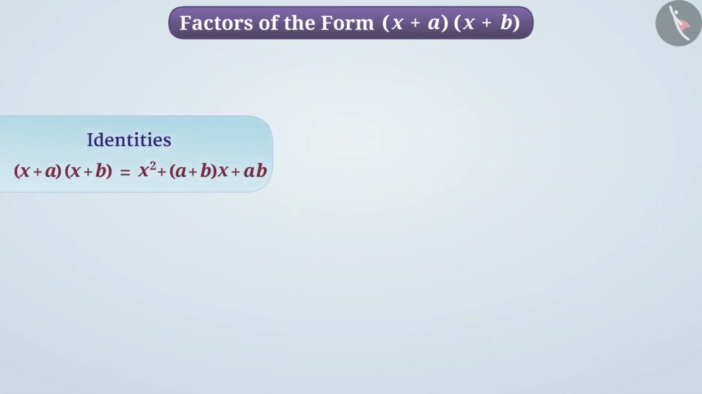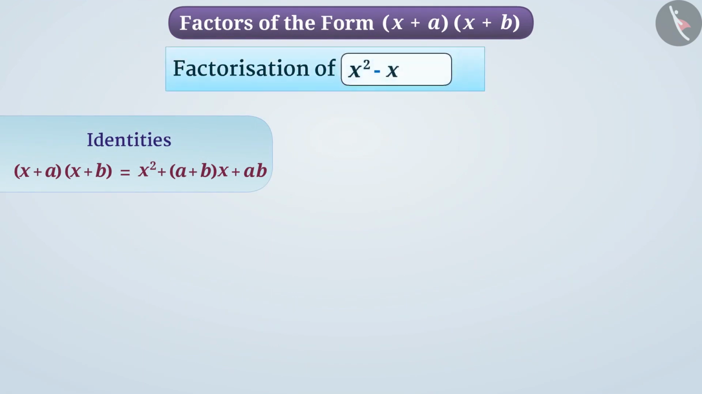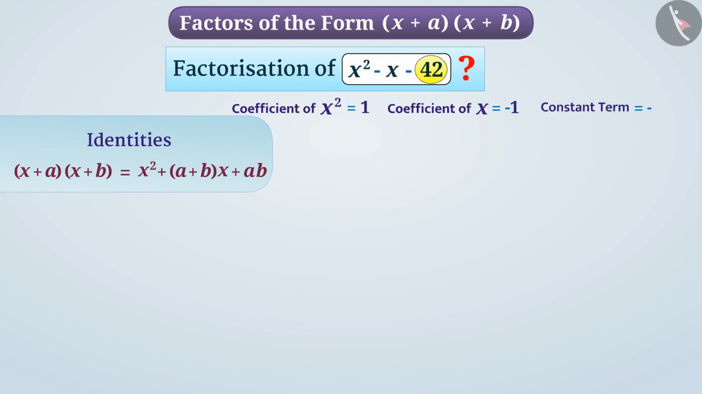So, can you tell me how we can factorize x² − x − 42? Pause the video and try it. Let me tell you, here the coefficient of x² is 1, the coefficient of x is −1, and the constant is −42.